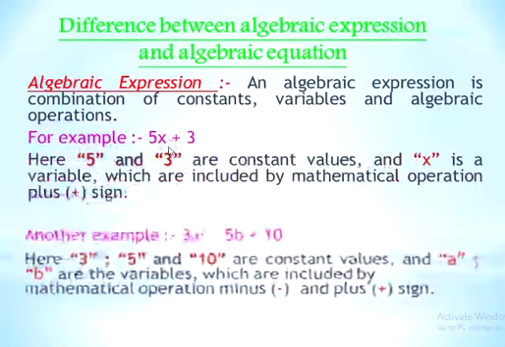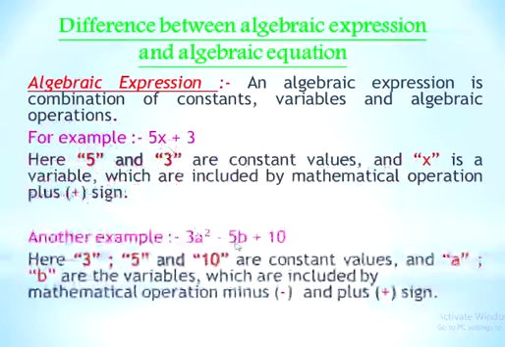Let us take another example. 3a square minus 5b plus 10. Here also 3, 5 and 10 are the constant values, and a and b are variables which are combined by the mathematical operations, here minus and plus. So these are called expressions.